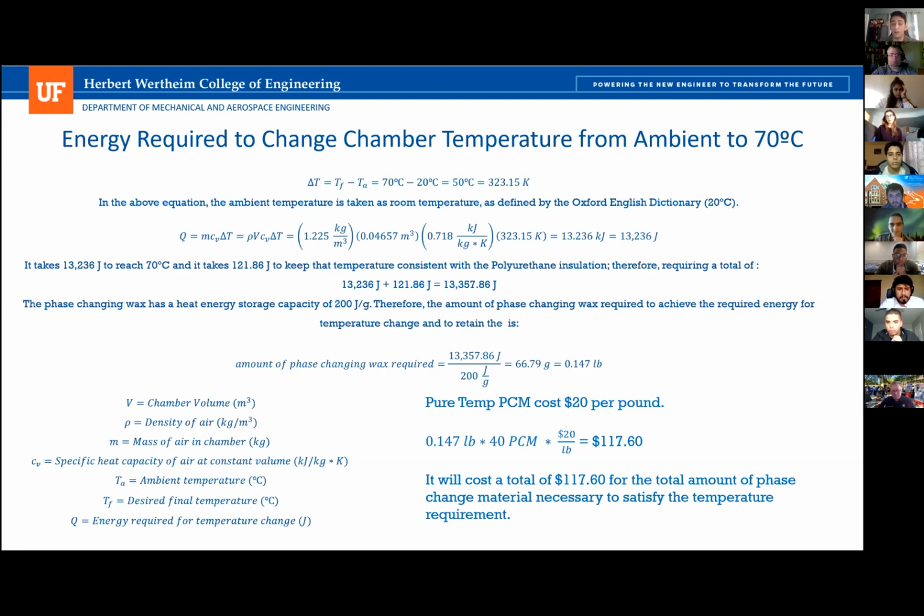If we divide that by the amount of heat storage it can hold, we result in about 0.15 pounds of PCM. And since we are using about 40 different temperature ranges, and it costs $20 per pound, the total will come out to about $117. Go ahead, Gabe.